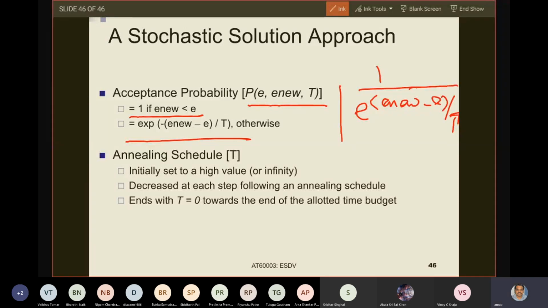Are you seeing what I have written? Although with a very bad handwriting. Could you see? Hello, are you on slide number 46? Yes, sir.